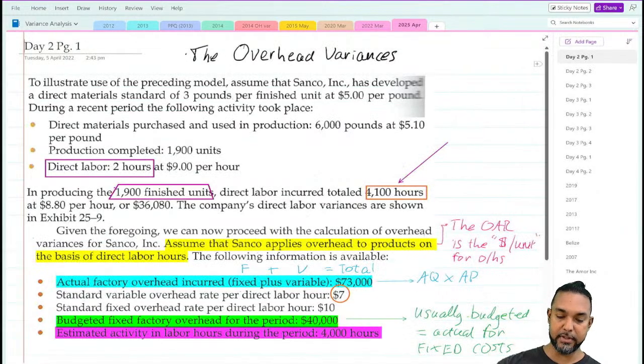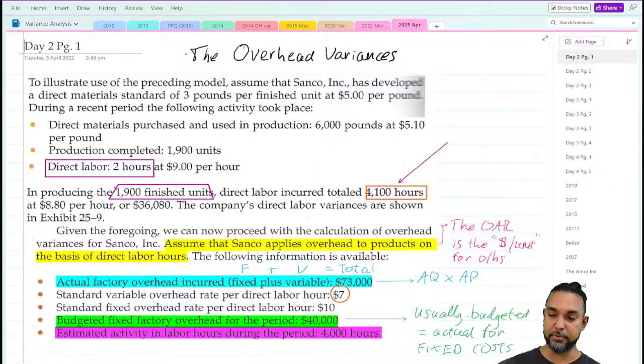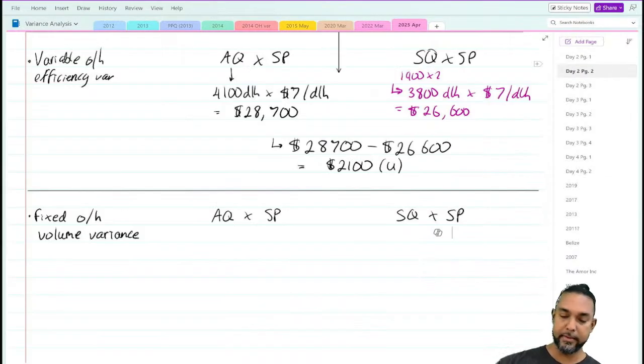Now, the fixed overheads, as we saw across here in green, the budgeted fixed overheads was 40,000. So that'll just give us this figure in the middle here. 40, 1, 2, 3.